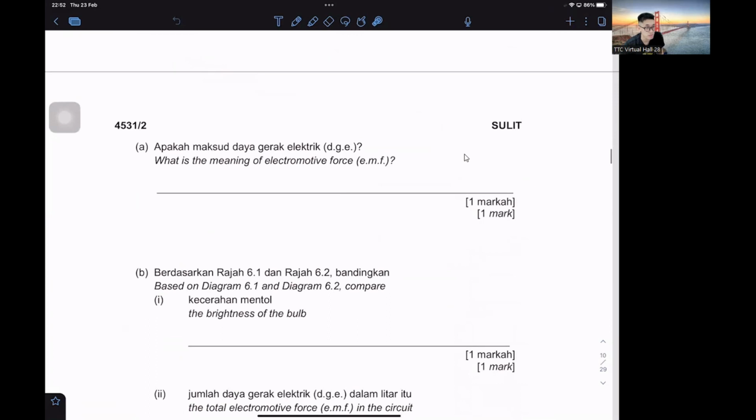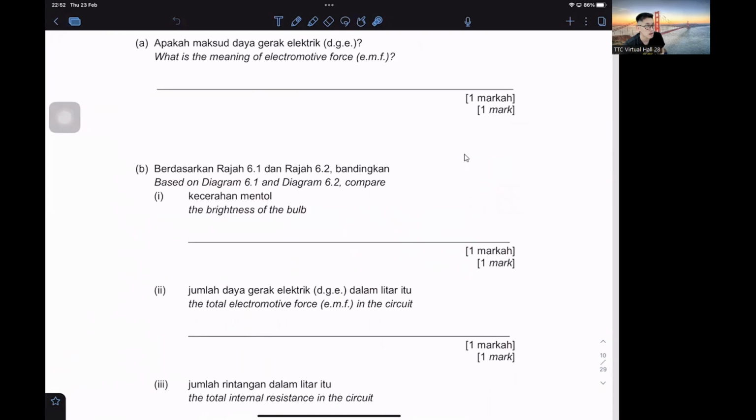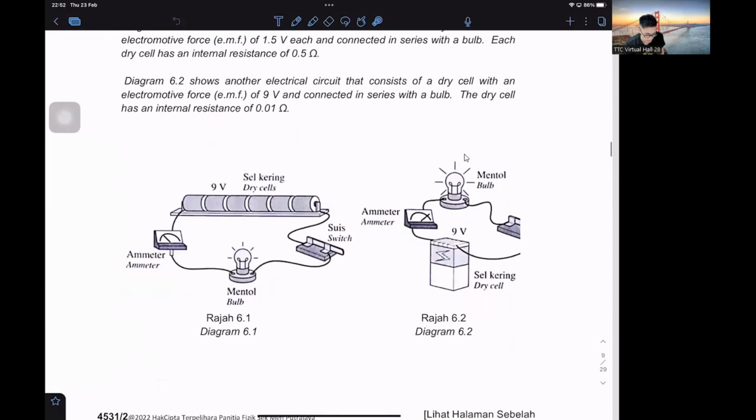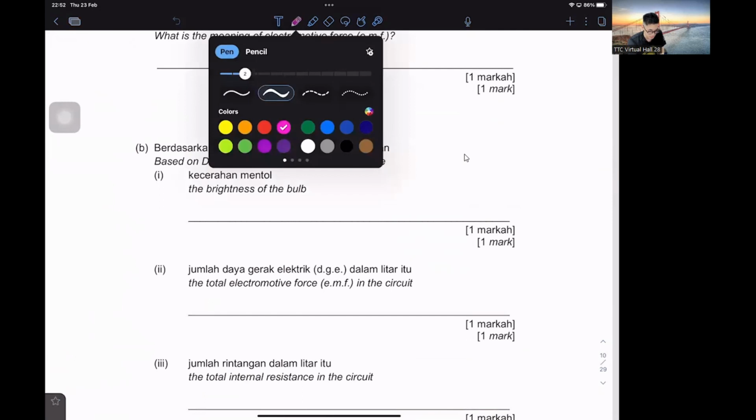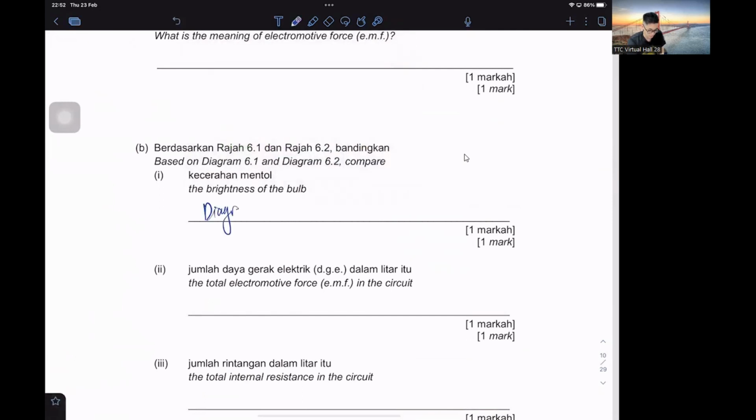So question number 1, what is the meaning of electromotive force? See, you cannot run away from this question. So I'm not going to write this answer anymore because previously we have done this many times already. Okay, so based on diagram 6.1 and 6.2, compare the brightness of the bulb. So if you look at the brightness, just look at the picture. This one got longer lines, this one got shorter lines. So 6.2 is brighter than 6.1. Diagram 6.2 brighter than diagram 6.1.